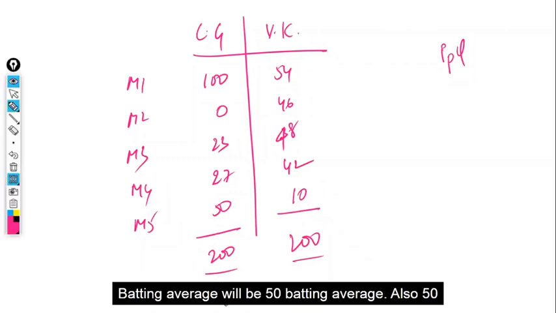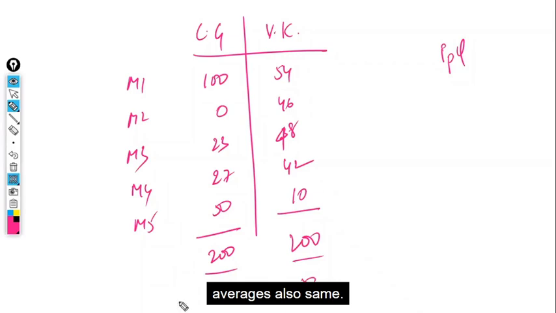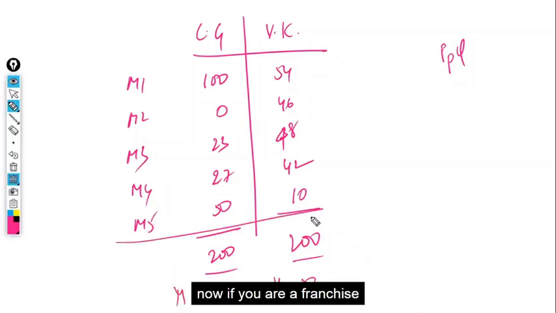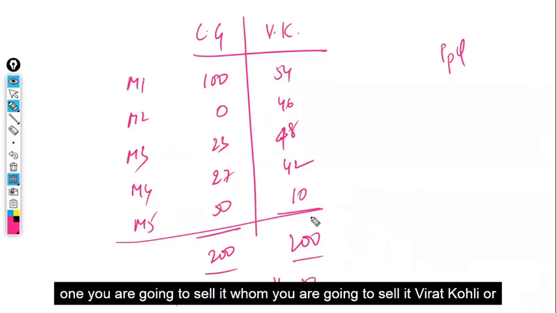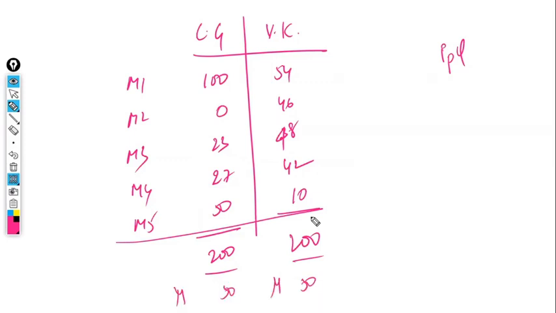Batting average will be 50. Batting average is also 50. The average is also the same. Now, if you are a franchise person and you want to purchase one of these two players, which one are you going to select? Virat Kohli or Chris Gayle?